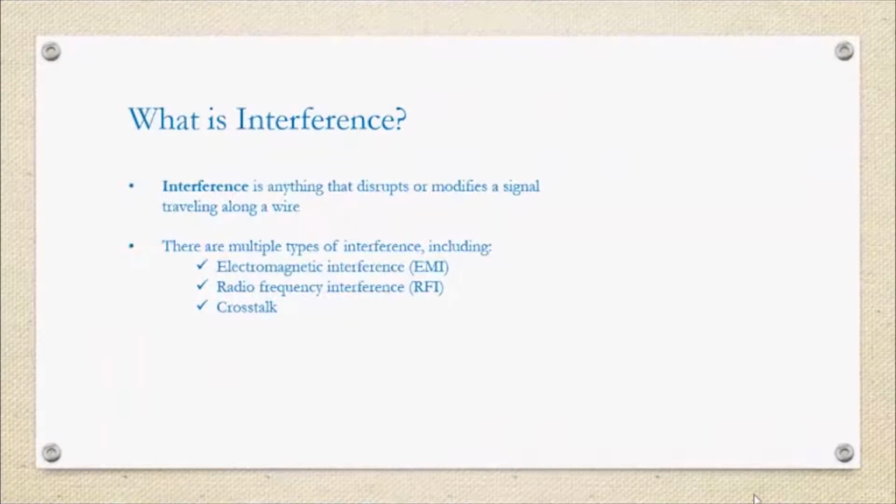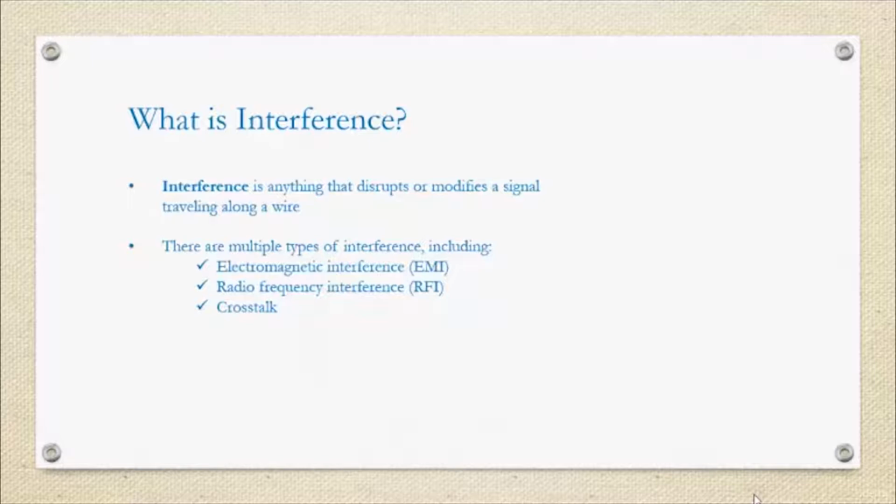All right, so we talked about interference, right? But what is interference? All it is, is anything that can disrupt or modify a signal that ultimately will result in the corruption of data. There are a couple of different types of interference: electromagnetic interference, radio frequency interference, and then crosstalk.